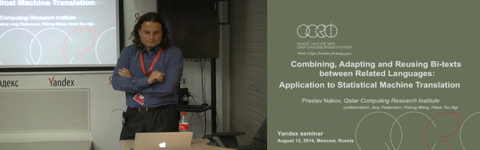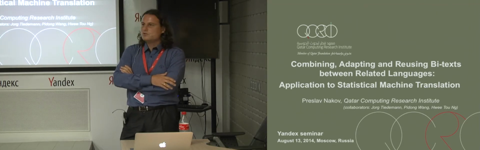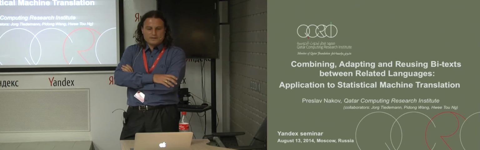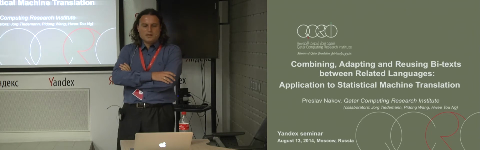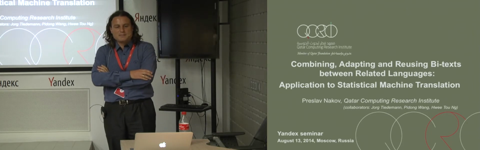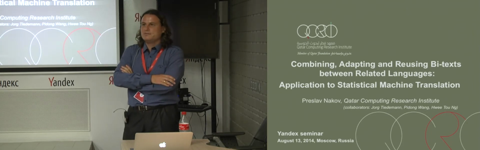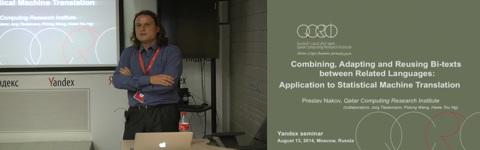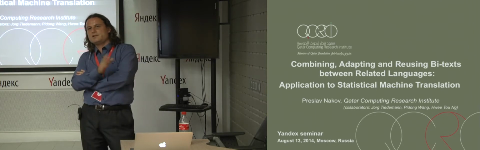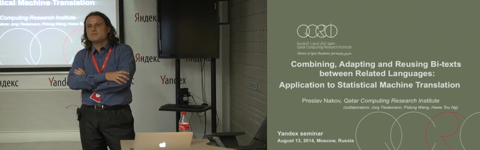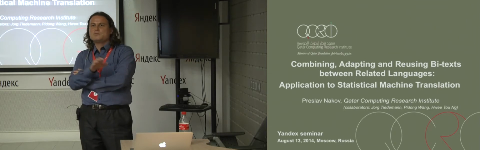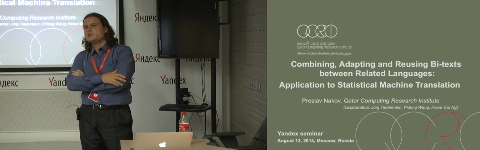Okay, so now I switch to English. This is a talk about combining, adapting, and reusing bitexts between related languages with application to statistical machine translation. And I have three parts of the talk. The first part is a brief introduction to statistical machine translation. The second part is the core of the talk. And the third one is some thoughts about machine translation in general.